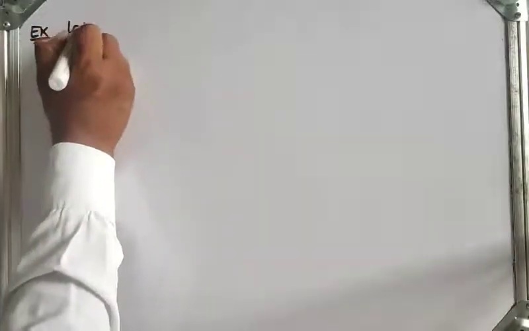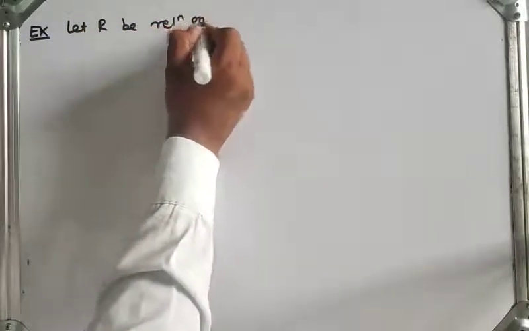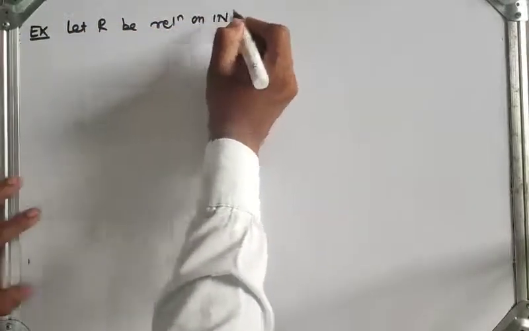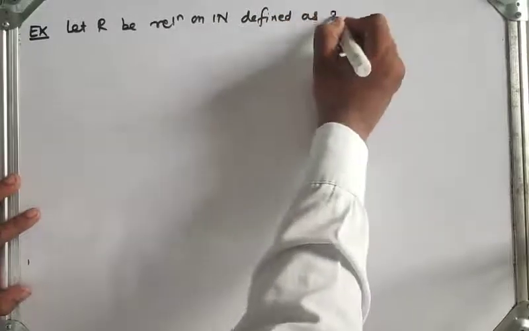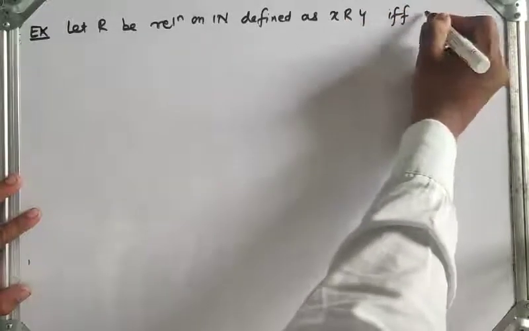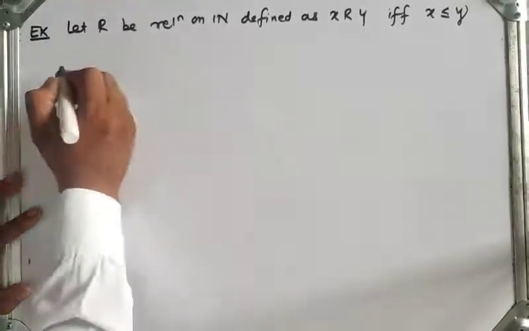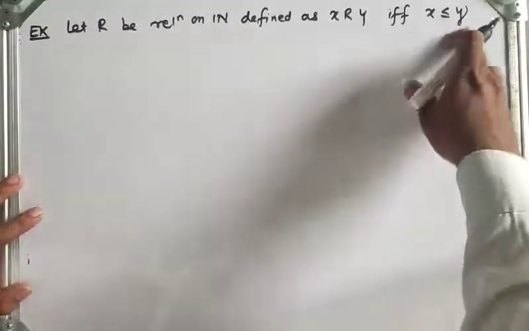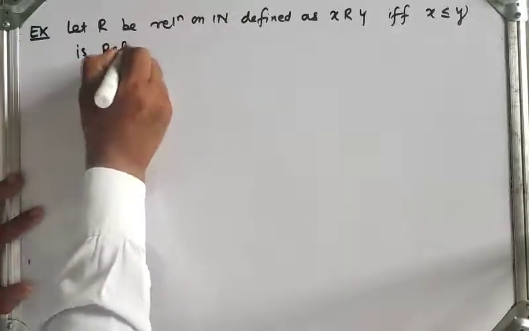Now let R be a relation on the set of natural numbers defined as x related to y if and only if x is less than or equal to y. So what is given here? x is less than or equal to y. Is it reflexive?